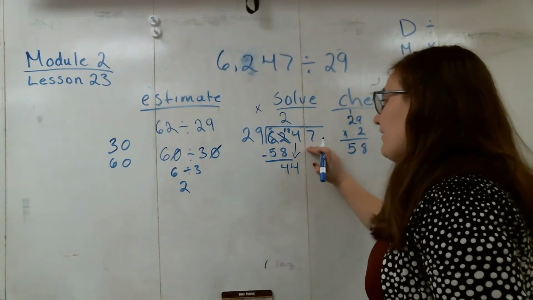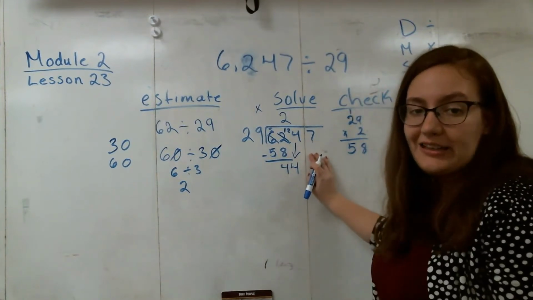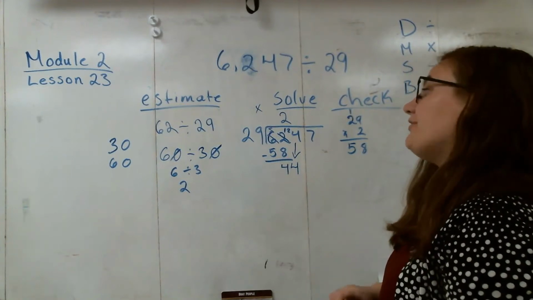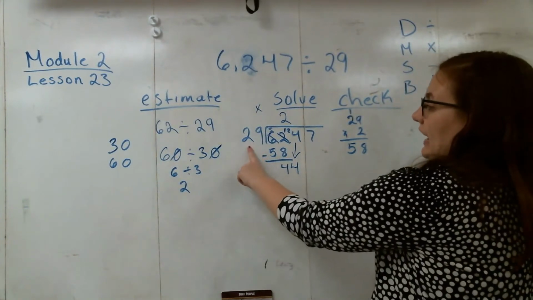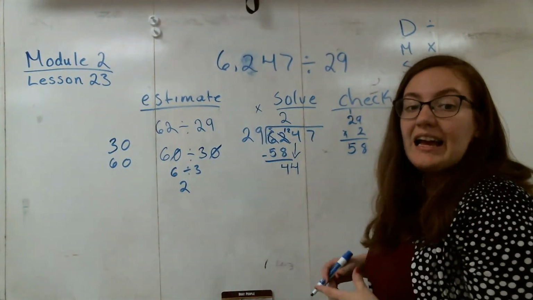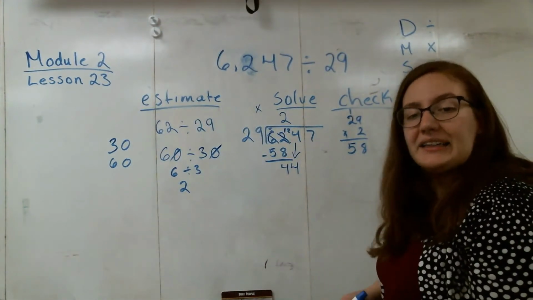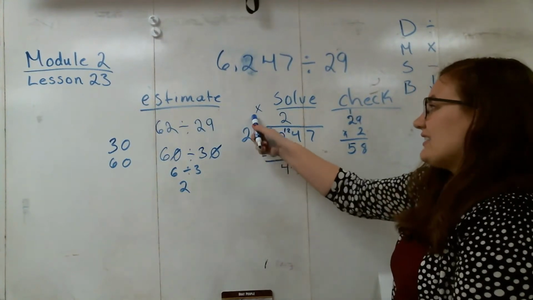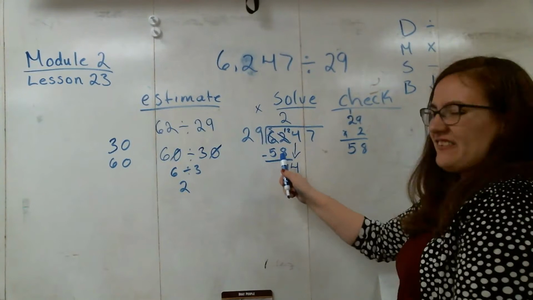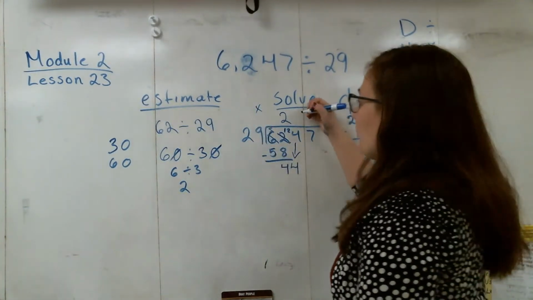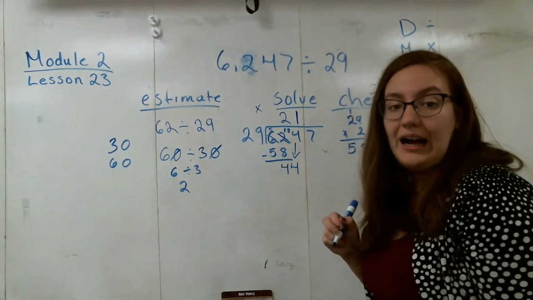We're not bringing down everything. The 7 will be brought down in the next step. So now what I need to figure out is how many times 29 can fit into 44. For this step, I could probably just guess in my head: 29 times 2 is 58, and 58 is bigger than 44, so that doesn't work. So 29 times 1 is my only option right now.